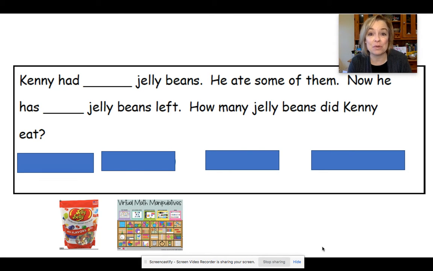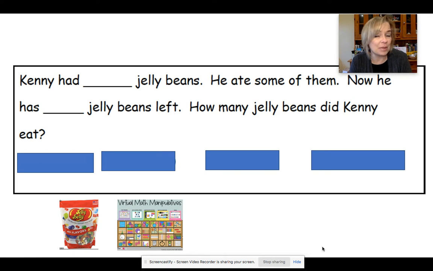So now I want you to think back to our time at Roosevelt and remember Kenny. He would come and help us keep our campus clean. He's always a super friendly guy. Well, he loves jelly beans. So our problem today is about Kenny, and we want to figure out how many jelly beans Kenny ate. Okay? So here is our problem.